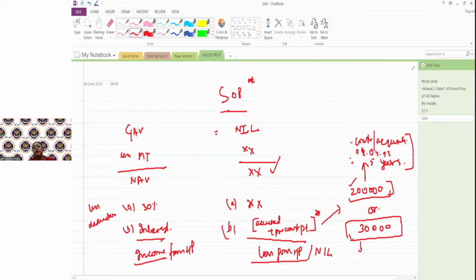So can I say when the loan is taken for repairs, the maximum interest allowed on self-occupied property would be 30,000. If the loan is taken before 1st April 1999, the maximum interest allowed would be 30,000. If the loan was taken for construction, but the construction got completed in 8 years, the maximum interest allowed would be 30,000. If any of these conditions is not fulfilled, then the ceiling limit of 2 lakhs is reduced to 30,000, and the maximum loss from house property can be 30,000.